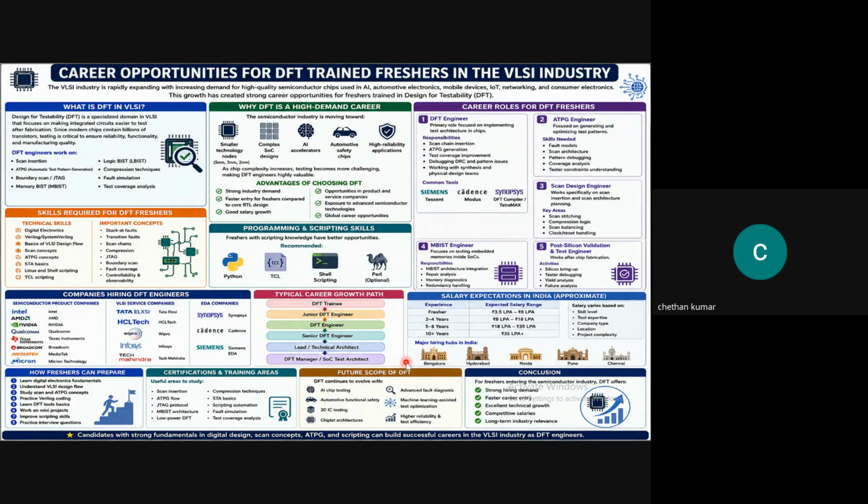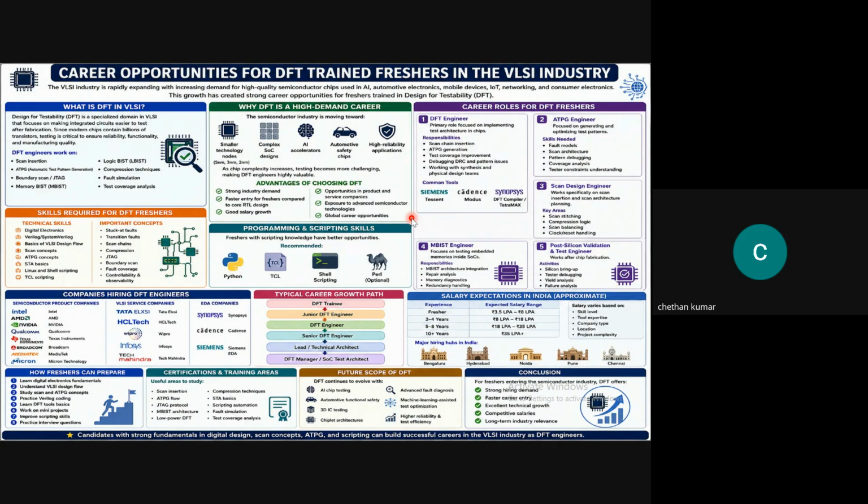As I mentioned, DFT is a high-demand career. We are moving towards lower technology nodes like 5 nanometer, 3 nanometer, and 2 nanometer. Right now, I'm working on a project with 3 nanometer technology, so I know what challenges we are facing as we move towards complex SoCs. Without DFT, we can't tape out any chips. It is a mandatory skill which is required.